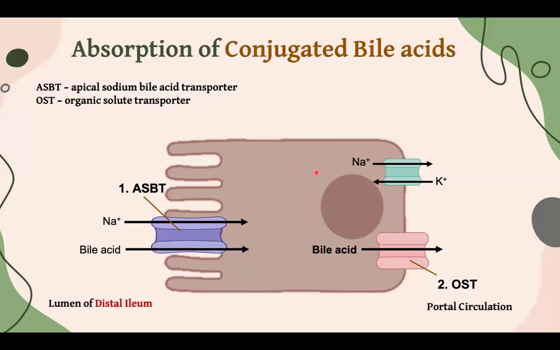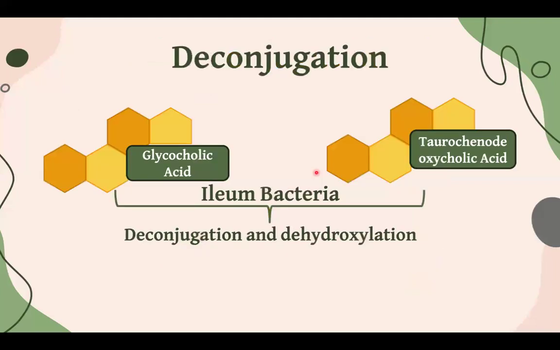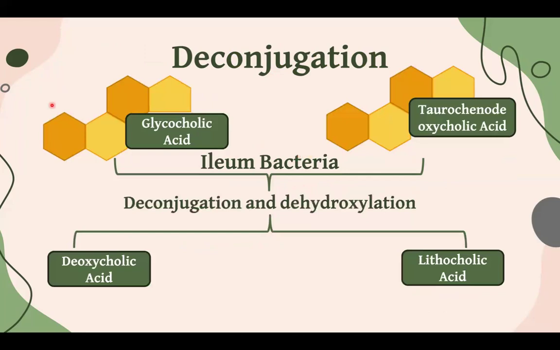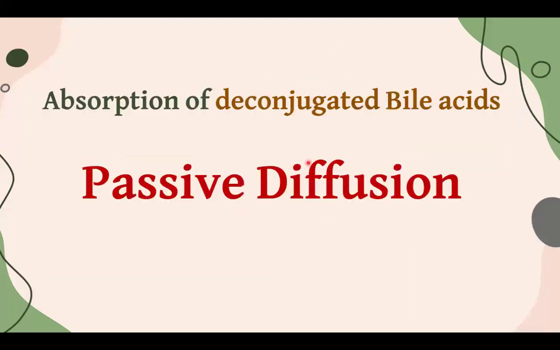Okay. Now I said that we also have deconjugated bile acid, right? This deconjugation basically happens in the distal ileum, and it's done by ileal bacteria. The bacteria deconjugate the conjugated bile acids, like cholic acid and deoxycholic acid, into deoxycholic acid and lithocholic acid. Again, we do not need to know these names. We just need to know that the bacteria in the distal ileum deconjugate and dehydroxylate it to make it more lipid soluble and less water soluble. And why do we need it to be more lipid soluble? Again, so it can get reabsorbed into the circulation. Okay, and that happens by passive diffusion.